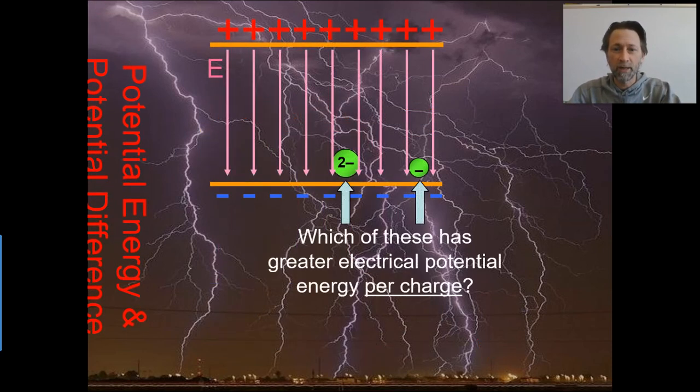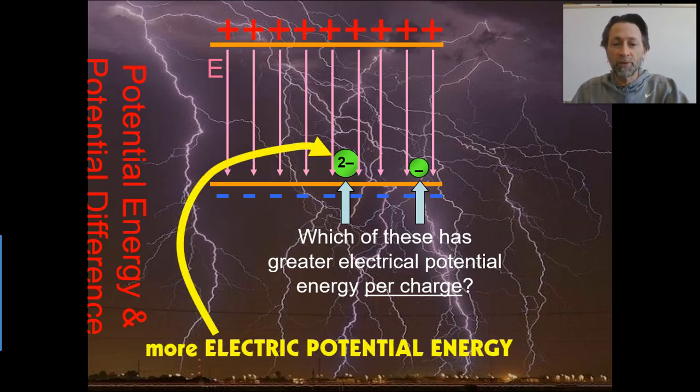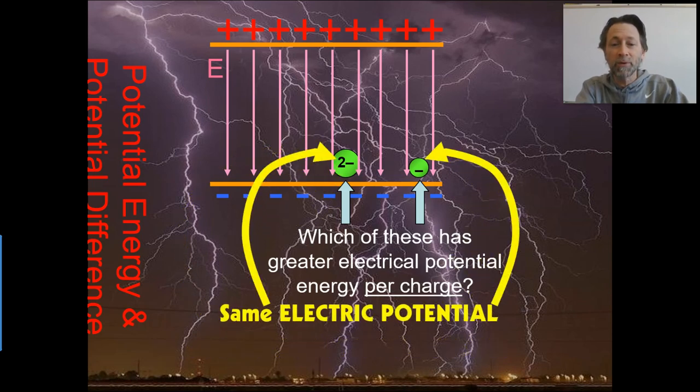Here we go. So I have a -2 and a -1. Which of these has a greater electric potential energy per charge? Okay, not greater electric potential energy. We already know that the -2 one does, but which one has a greater potential energy per charge? So remember earlier we said, what is potential energy per charge? Isn't potential energy per charge voltage? So which one of these has a greater voltage? And you can think through, that one has more potential energy, but they are both going to have the same electric potential. Well, why is that?